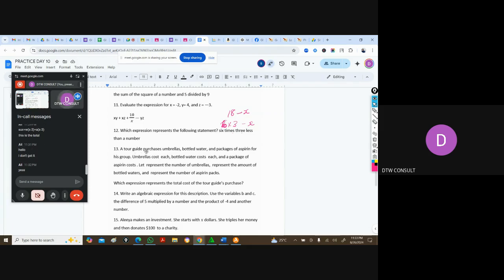Okay. A tour guide purchases umbrellas, bottled water, and packages of aspirin for his group. Umbrellas cost each, bottled water costs each, and a package of aspirin costs. Okay, I think there are supposed to be numbers here, like U, V, W. Let's represent the number of umbrellas, the number of bottled water, and also the number of aspirin packs. So it will be U plus V plus W. Okay? Because this is not complete. It's supposed to be, let's represent the number of umbrellas, bottled water, and aspirin packs. So it should be U plus V plus W.